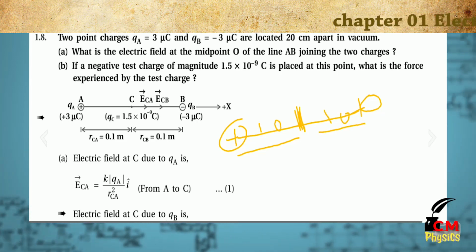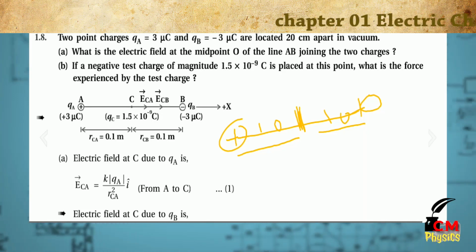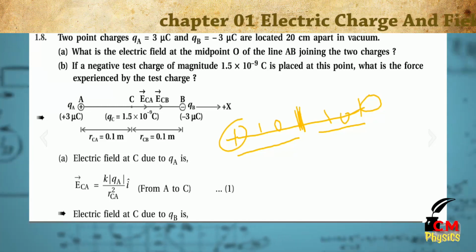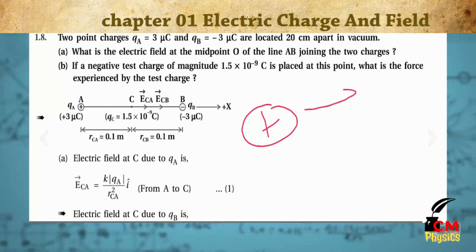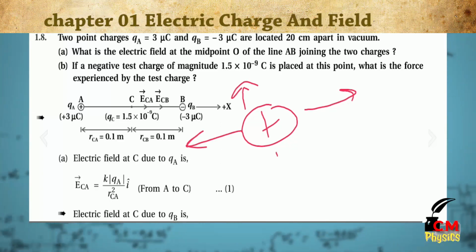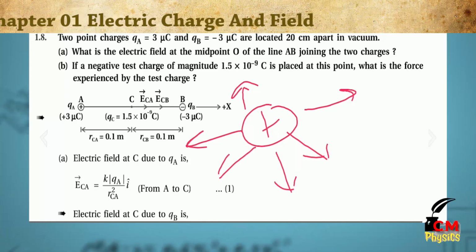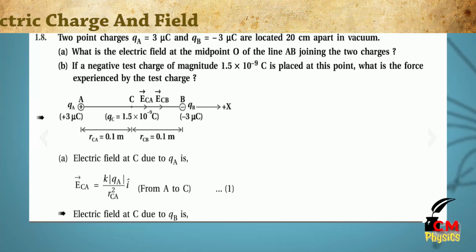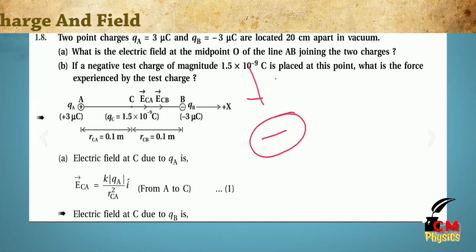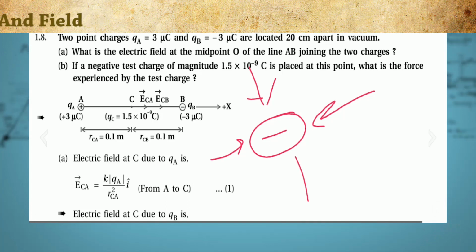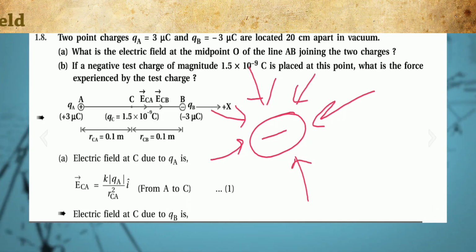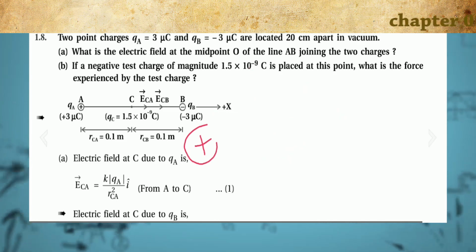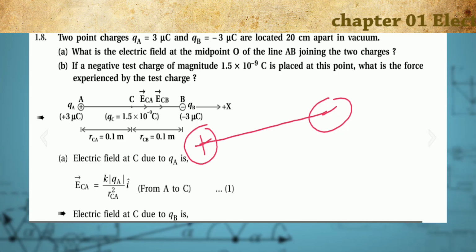Here we want to find the electric field on the line joining. We know very well that from the positive charge, electric fields are outward. The direction of the electric field is outward, and therefore we draw electric field lines outside the positive charge. For the negative charge, the field lines are inward. That means the direction of the electric field is inward to the negative charge. Here you have a positive charge as well as a negative charge, they are joined, and here is a midpoint.